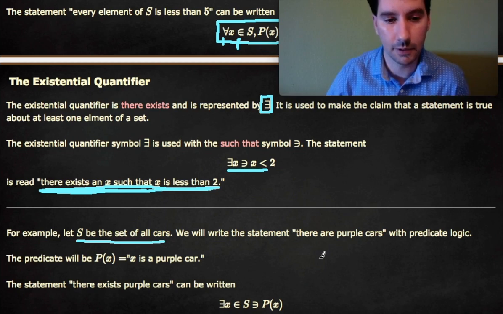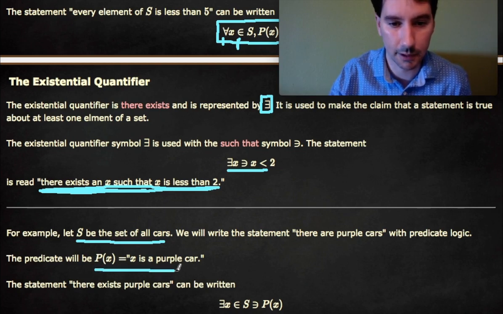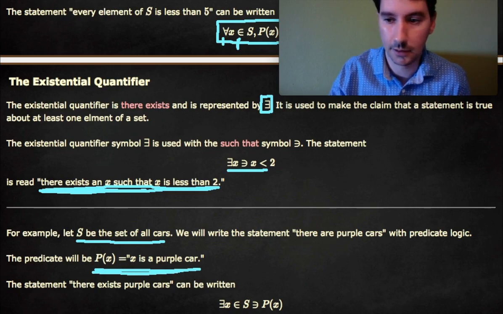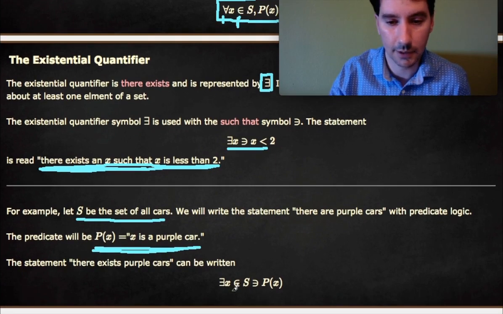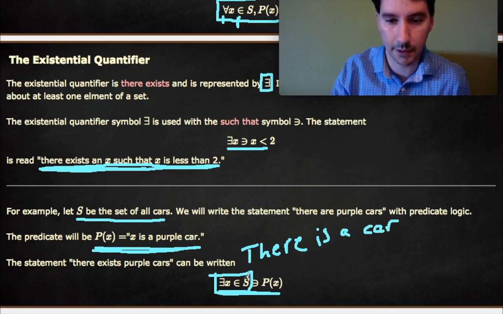So to do that, we would need to define some kind of predicate. The predicate could be P(x): x is a purple car. And then to write the statement that there are purple cars, using some formal logic, we could say there exists an x in S such that P(x), where S is the set of all cars. So this part right here says there is a car. That's what "there exists an x in S" means.